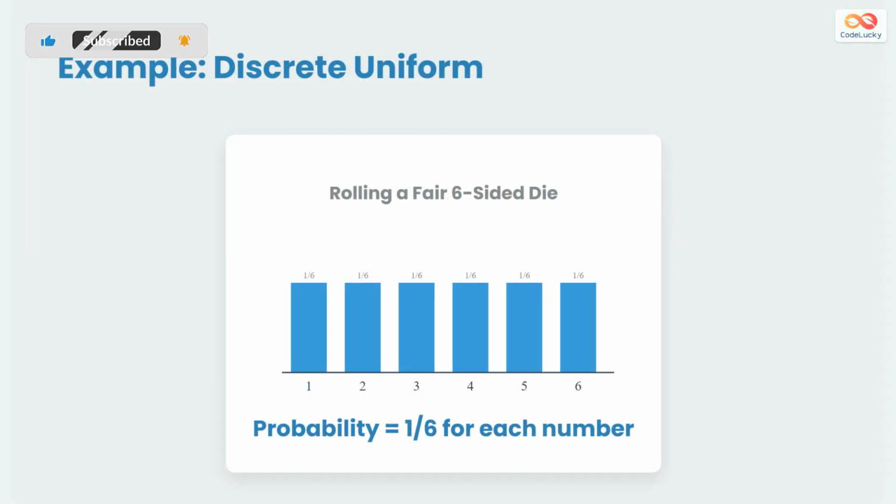Let's look at a classic example of the discrete type, rolling a fair six-sided die. You have numbers 1 through 6. The chance of rolling a 1 is 1/6. The chance of rolling a 2 is also 1/6, and so on. Since the probability is identical for every number, the bar chart shows bars of equal height.